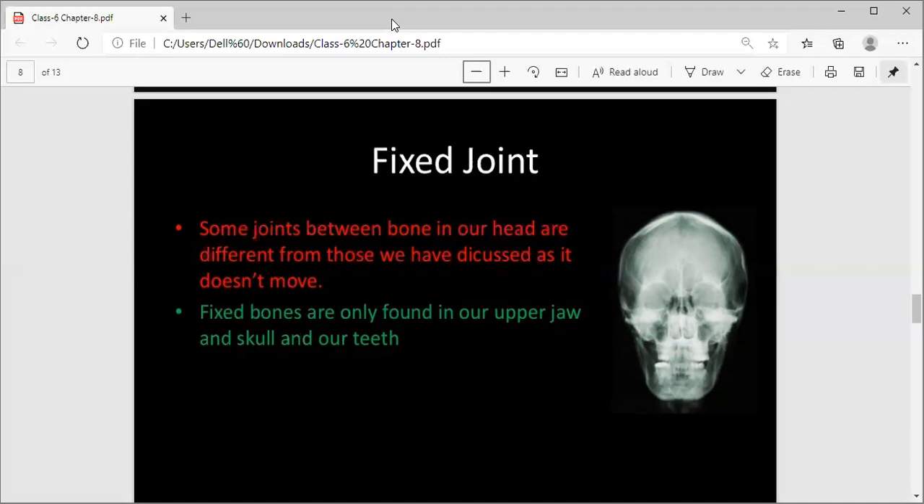And the pivotal joint is present in our neck, where our neck is rested. Neck movement is left, right, and up, down. When we rotate our neck, we move it up, down, right, and left. So these are the different types of joints present in our body.